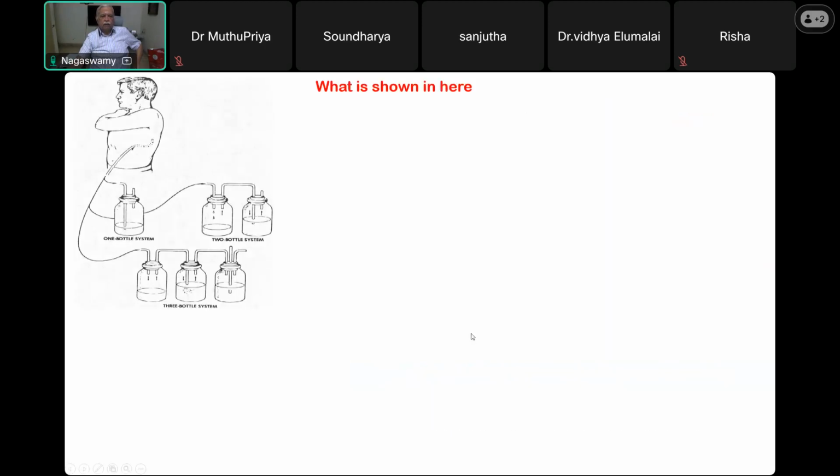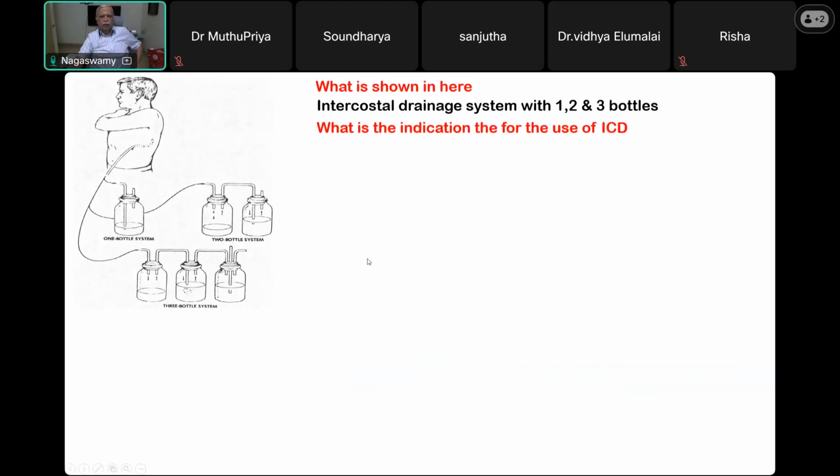what is shown here? ICD with intercostal tube. With three types of bottle systems for ICD drainage. One is the one bottle system, second is the two bottle system, and third is the three bottle system. So what is the indication for each of these? What is the indication for ICD mainly? For large pleural effusion, massive pneumothorax, hydropneumothorax. To remove blood or fluid from the pleural space.